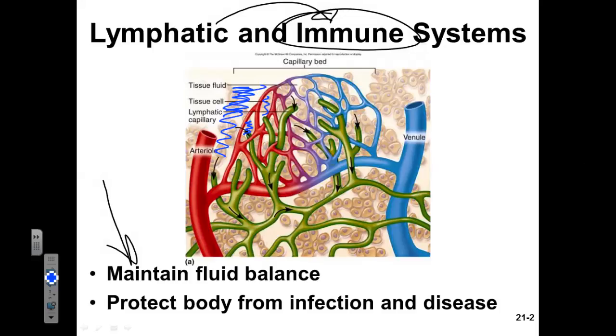So all the cells of our body are surrounded by liquid, and we need the right amount of liquid surrounding the cells of our body. And this liquid, this extracellular fluid, is outside of the blood vessels and it's outside of the cells. Sometimes it's referred to as interstitial fluid because it's in between the cells.